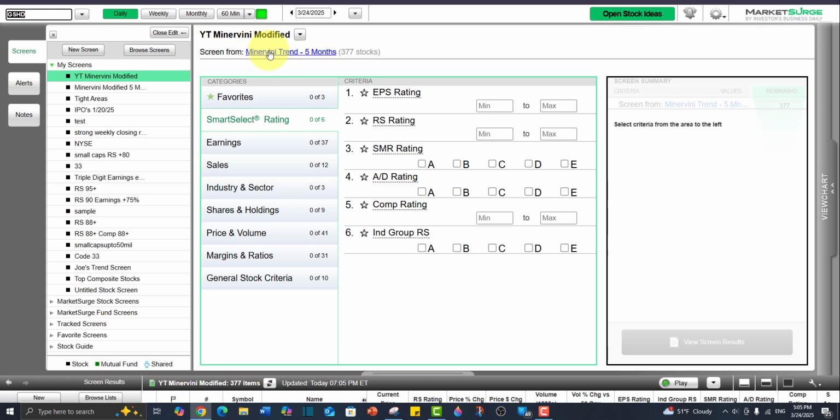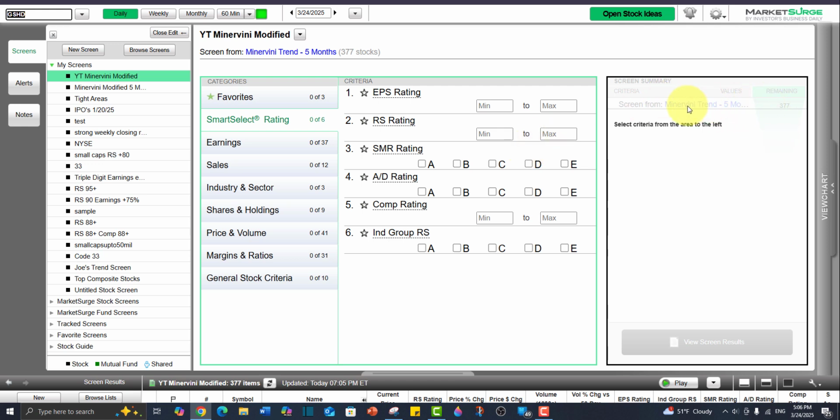And now it's going to pull stocks from the Minervini trend 5-month screening. This means that this is a list of stocks that have been in uptrends, that is, that have been above their 200 days for 5 months or longer. He did an exhaustive study and discovered that 98% of stocks make their big move after they've been in an uptrend for a few months, not before. So it's not about bottom fishing, it's about identifying strong patterns in stocks that are already in uptrends.